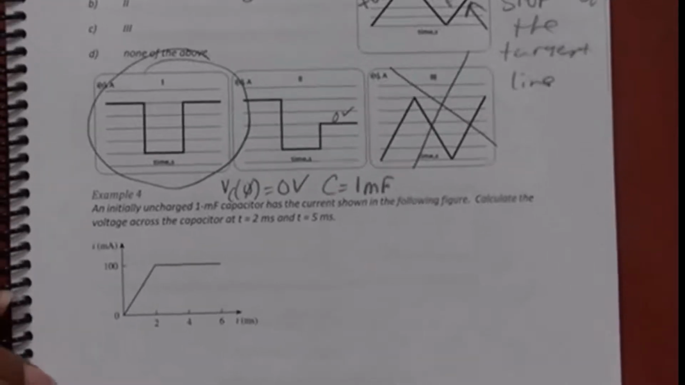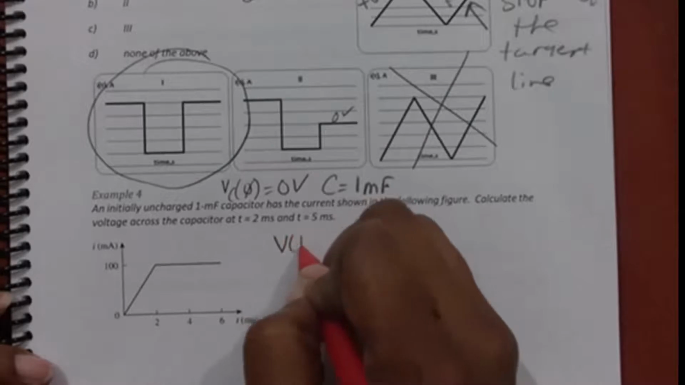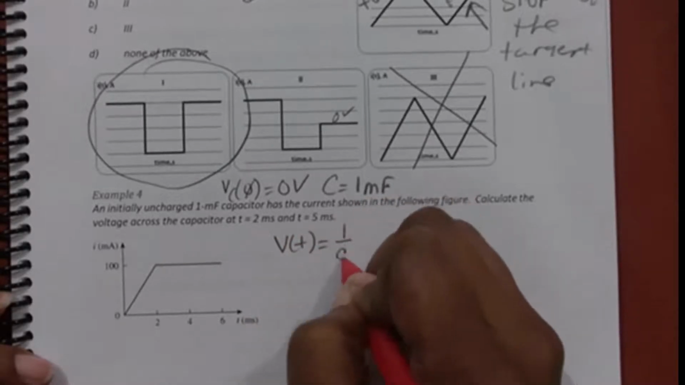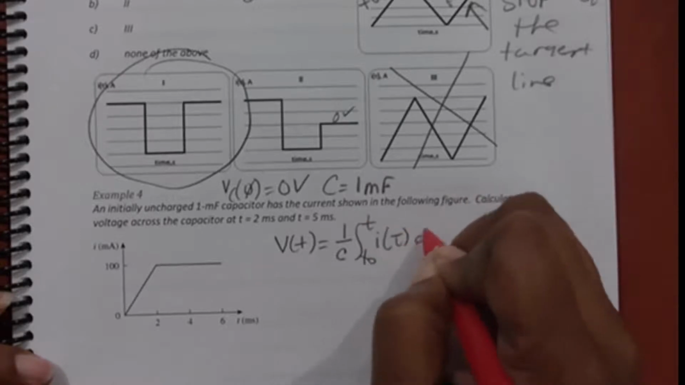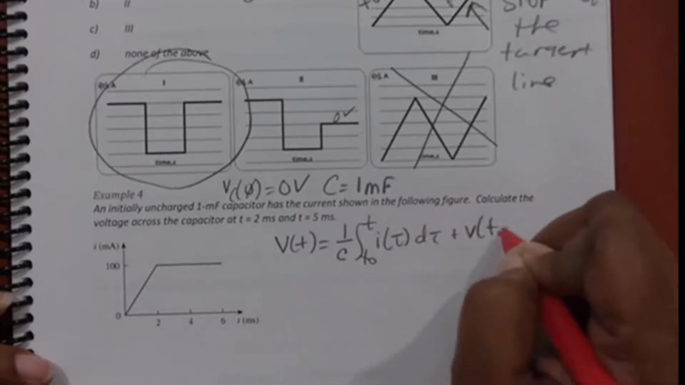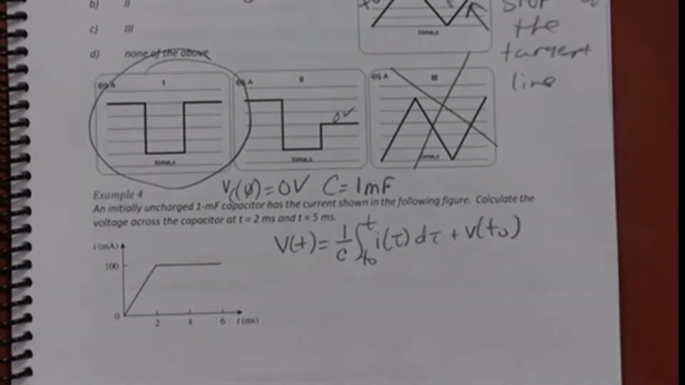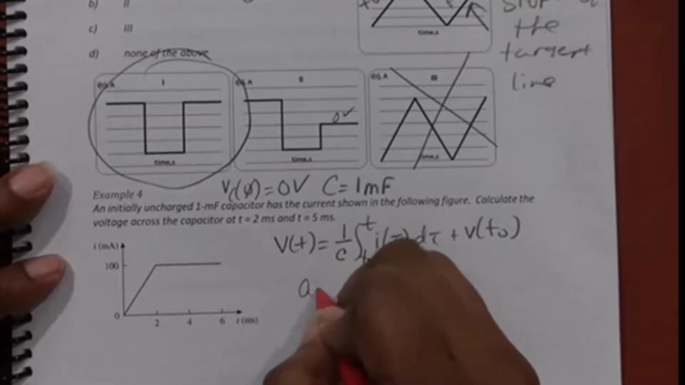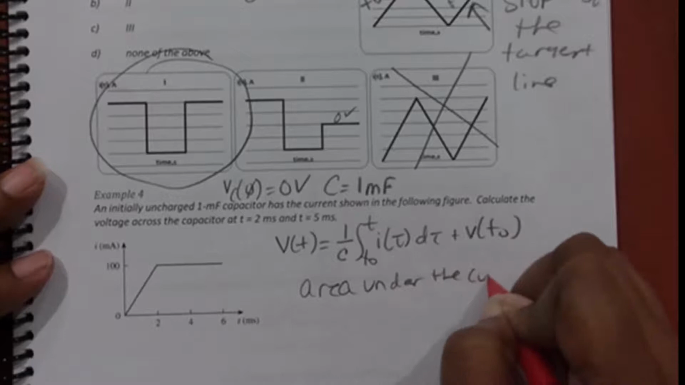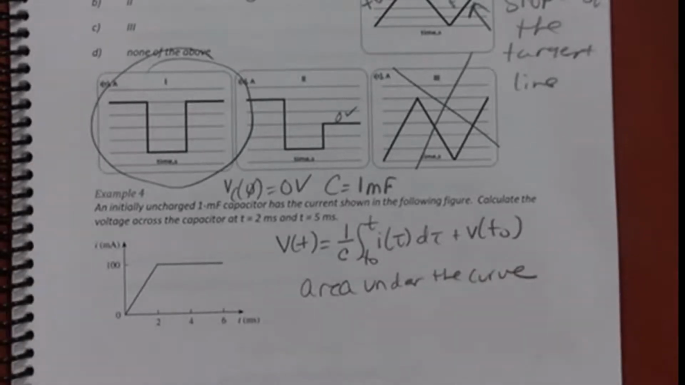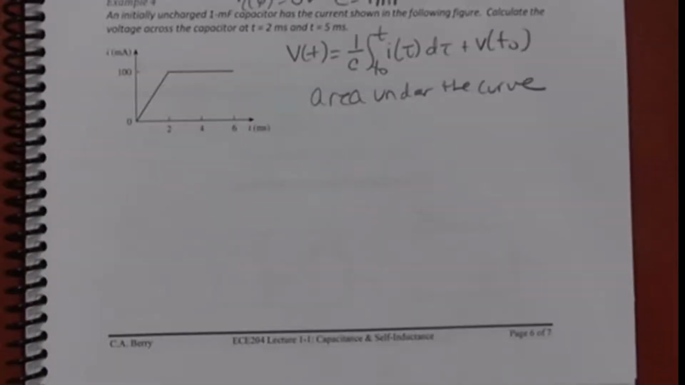Since I'm given current and I'm looking for voltage, this is going to be an integral question again. V of t equals 1 over C, the integral from t naught to t of I of tau d tau, plus V of t naught. When you're given a graph and you have to find the integral, we know that's also the area under the curve.